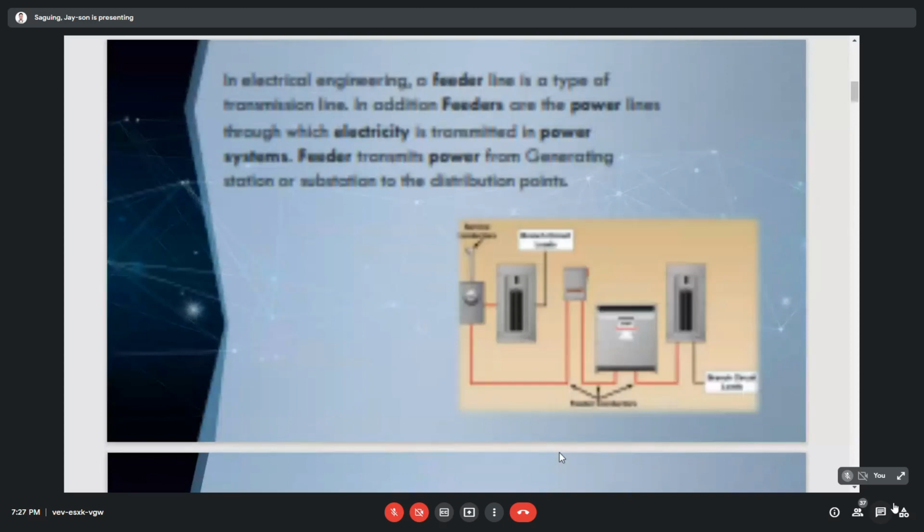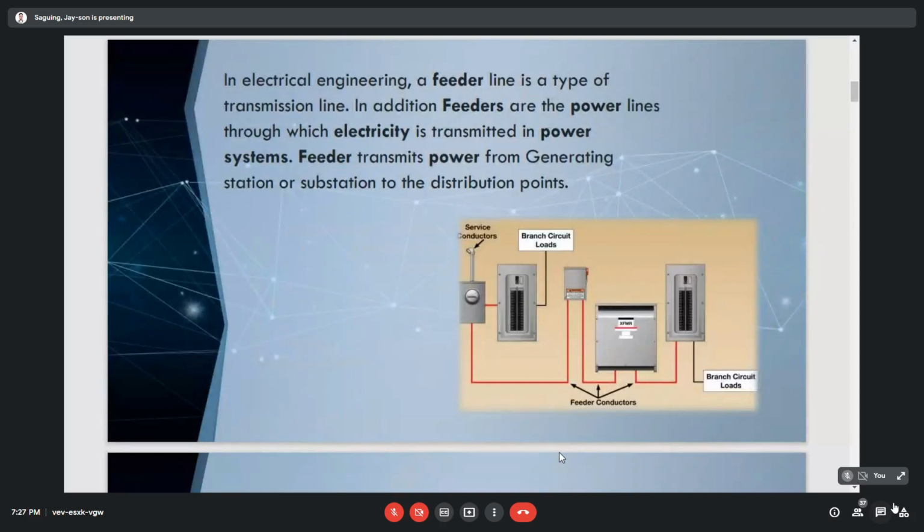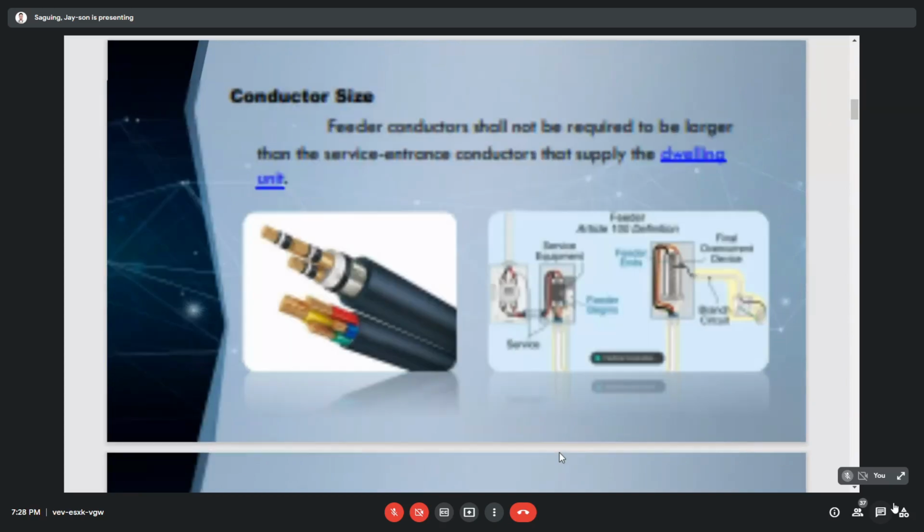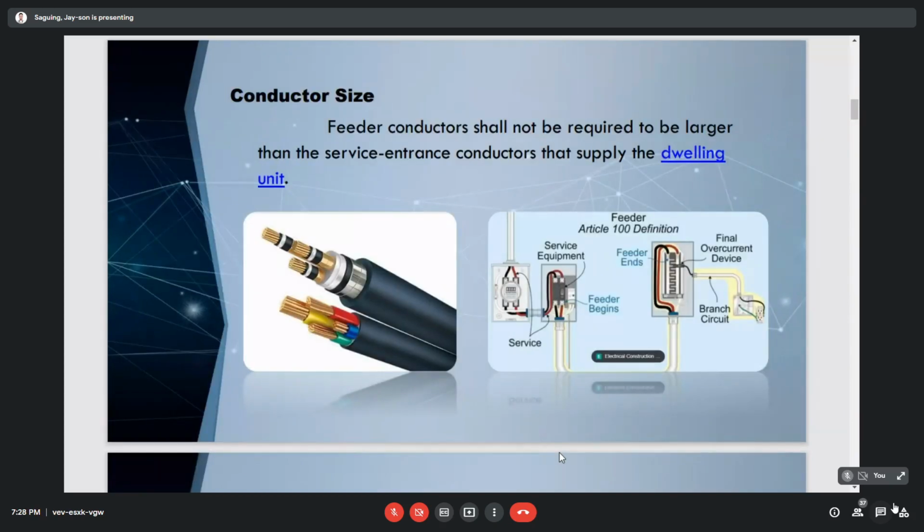In electrical engineering, a feeder line is a type of transmission line. In addition, feeders are the power lines through which electricity is transmitted in power systems. Feeders transmit power from a generating station or substation to the distribution points. For the first requirement, you need to know its conductor size. Feeder conductors shall not be required to be larger than the service entrance conductors that supply the dwelling unit.